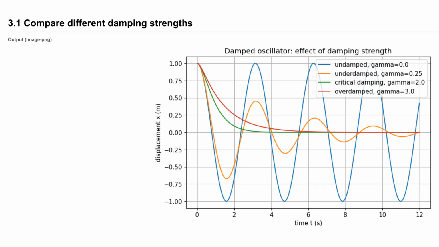The plot clearly illustrates the effect of damping. The blue curve shows perpetual undamped motion. The orange curve shows underdamped motion, oscillating with a decaying amplitude. The green and red curves represent critical damping and overdamping, respectively, both returning to equilibrium without crossing the axis, though critical damping gets there faster.